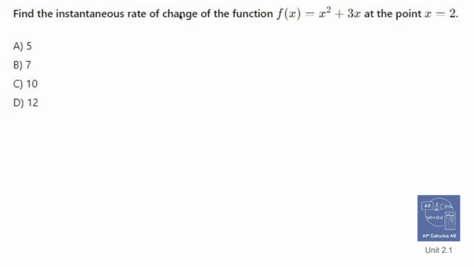Find the instantaneous rate of change of the function f of x equals x squared plus 3x at the point x equals 2. This is the formula for the instantaneous rate of change. You take the limit as h approaches 0 of f of x plus h minus f of x all over h. So what I need to do is go over here and find out what f of x plus h is, and then what f of x is, which I already know.